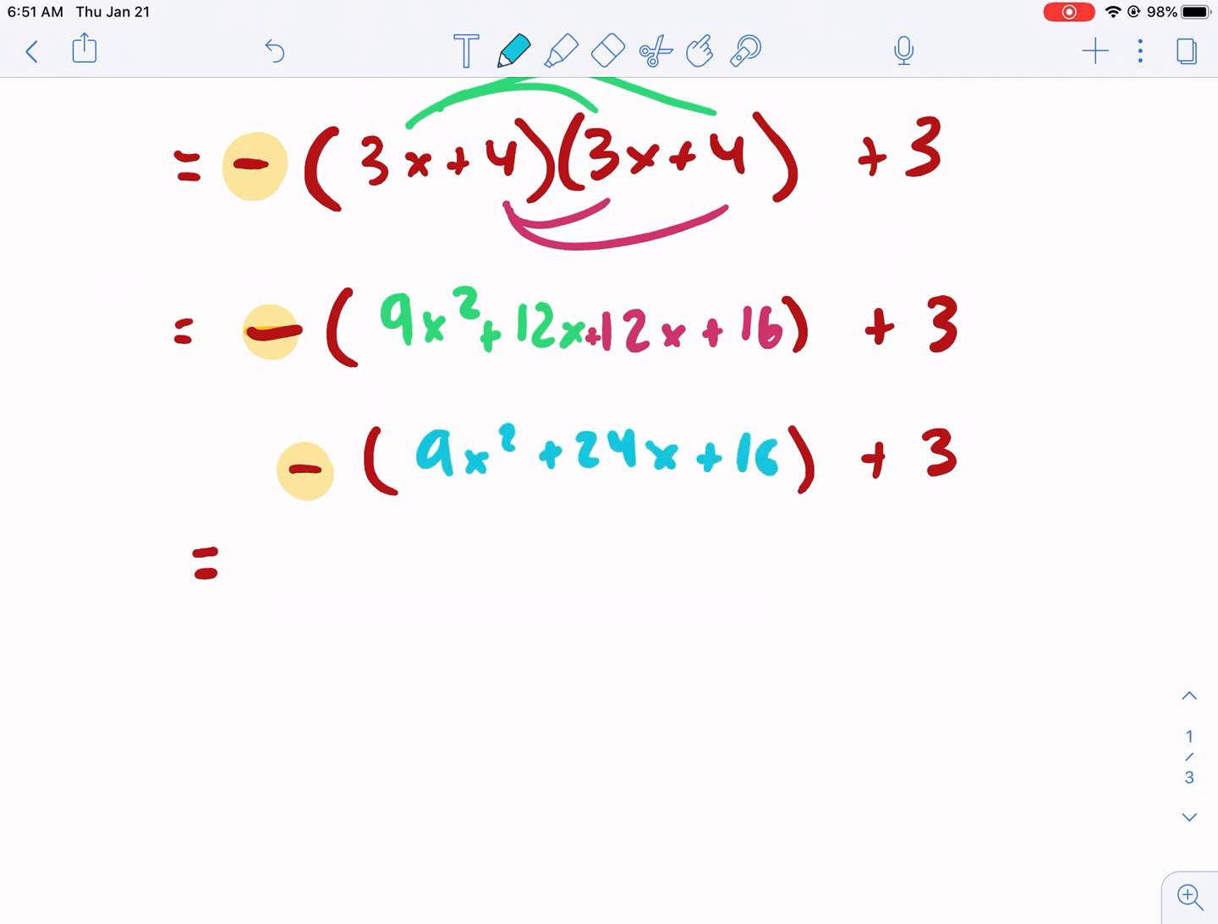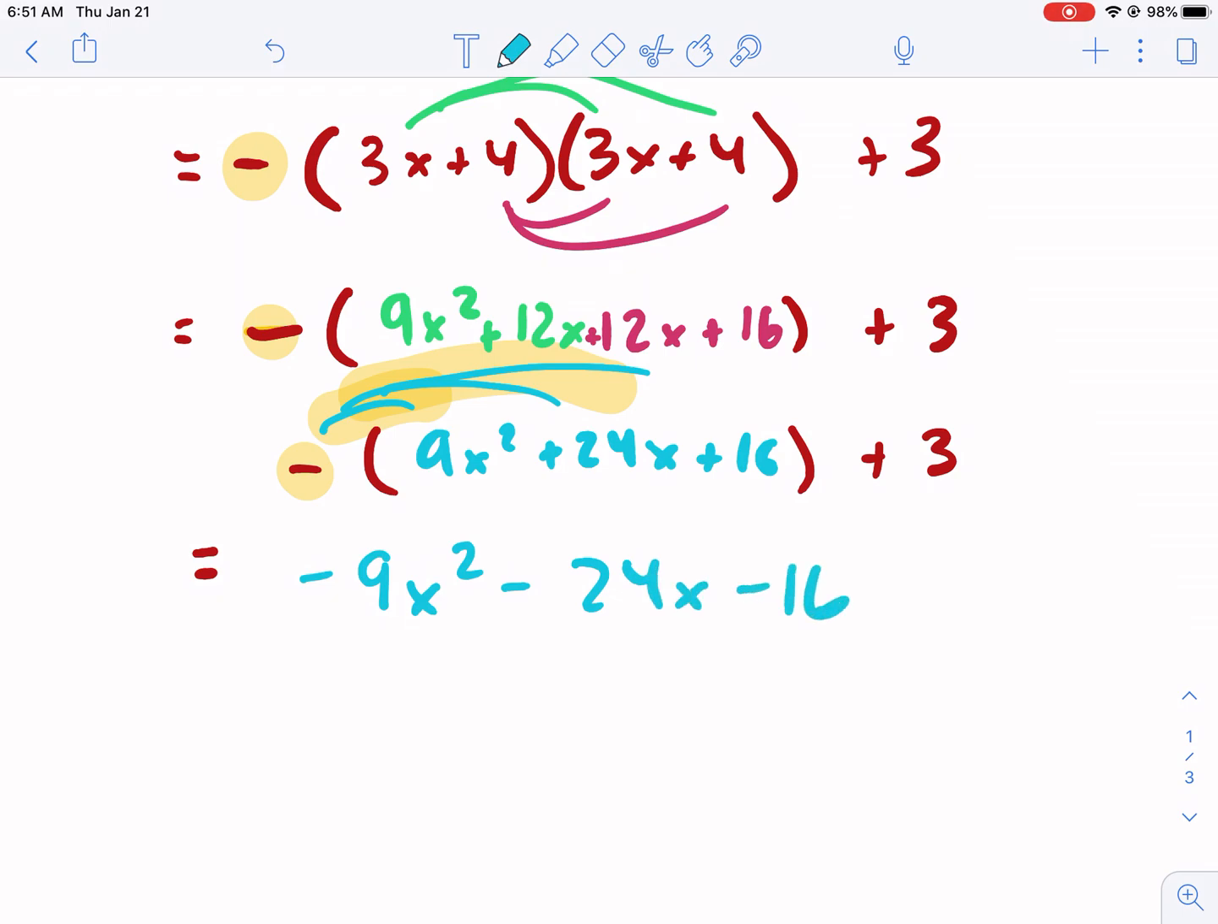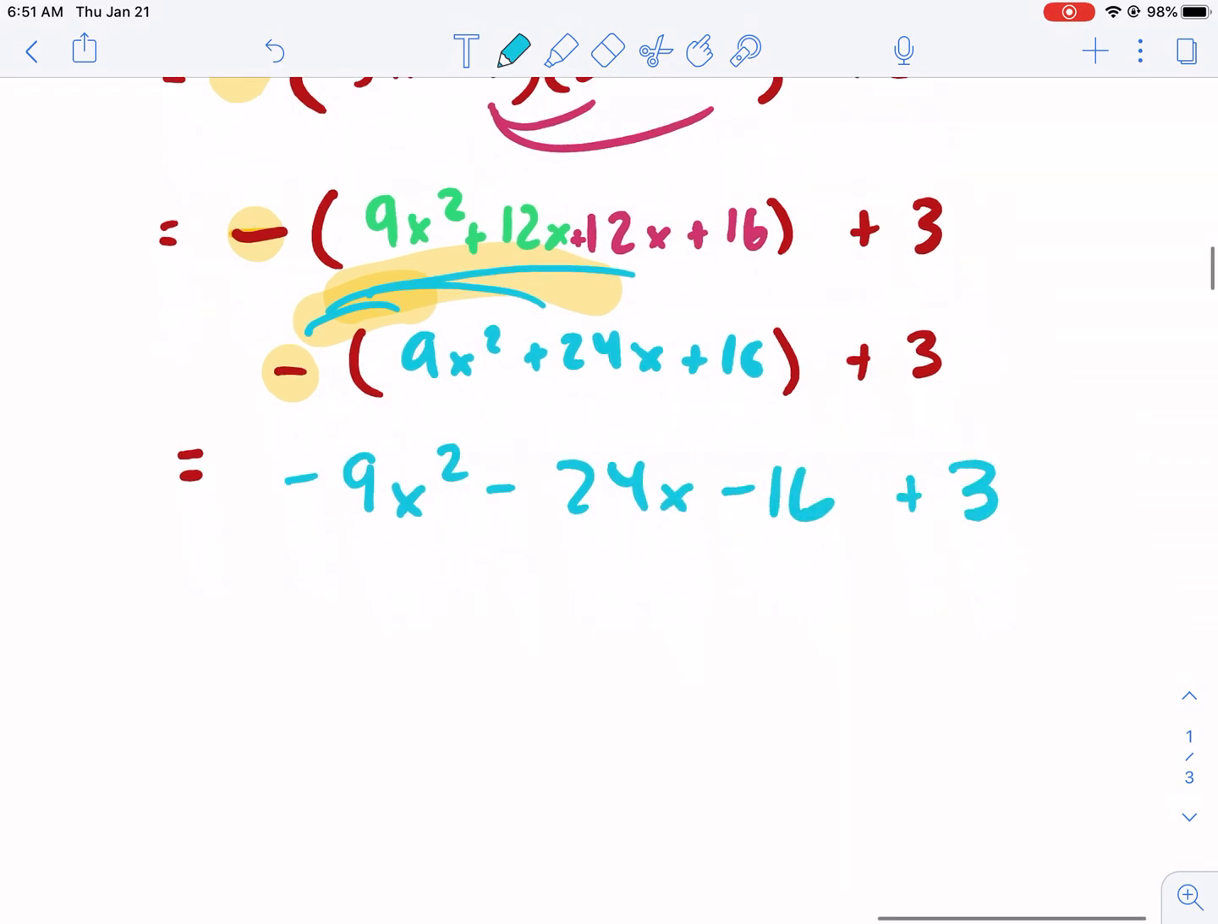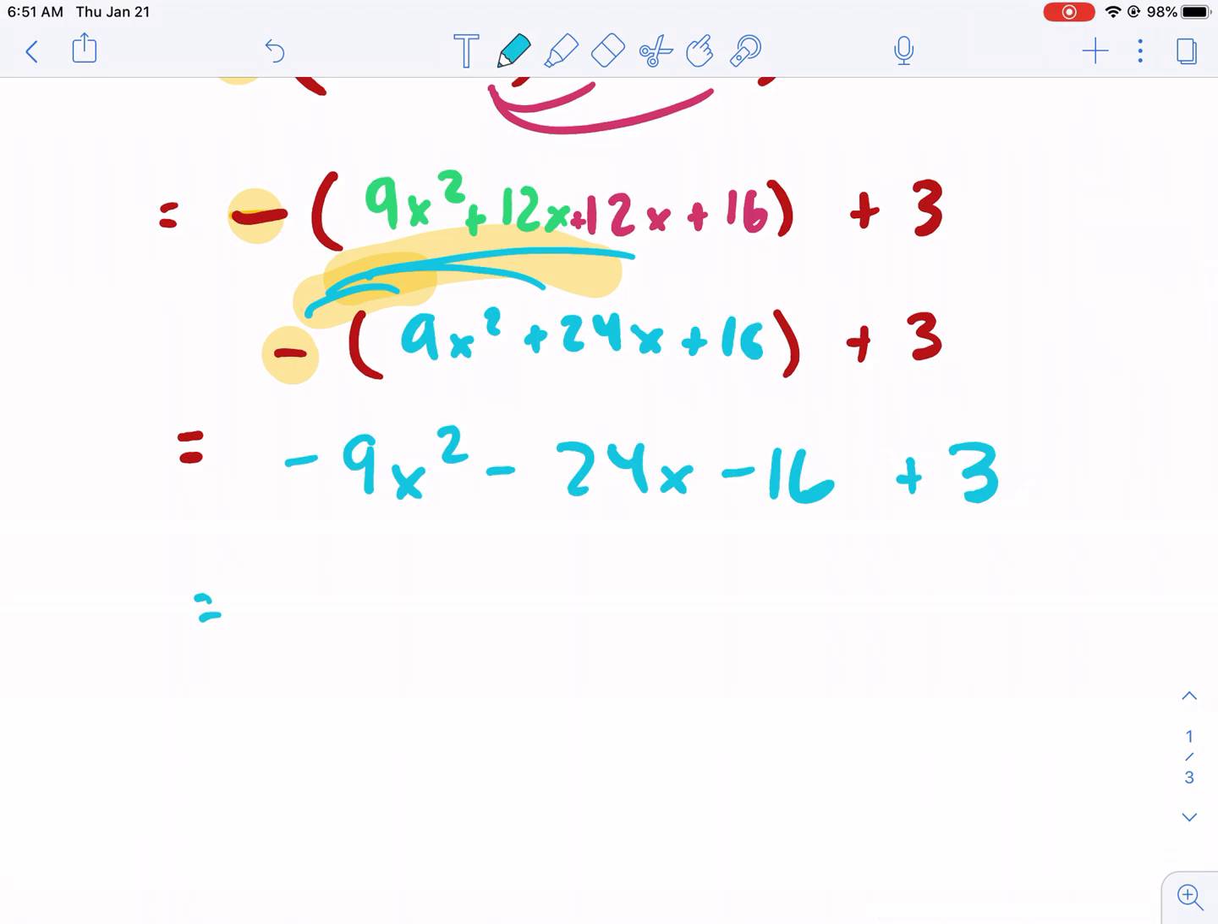I'm going to distribute this minus now. This is the part that's important. Okay, I'm going to distribute this minus to all three of those things: 1, 2, 3. And this becomes negative 9x squared minus 24x minus 16. And then I have that plus 3 on at the end. What does that equal? I'm going to leave this 9x squared alone, minus 24x, and then it's negative 16 plus 3, that's minus 13. And this is my final answer.